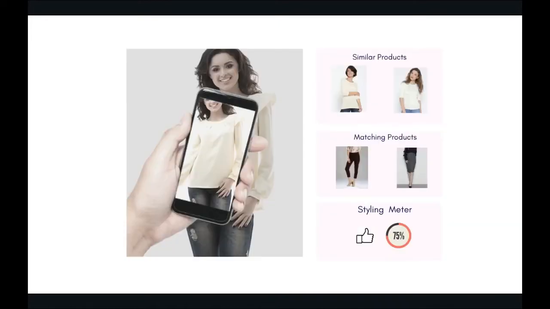And one of the most popular use cases of classification is when you point your mobile phone camera at an image, it is able to identify similar products and matching products, and probably also develop a styling meter. So this is a typical classification problem where we are trying to identify the class of this apparel and then match it up with similar products and matching products.